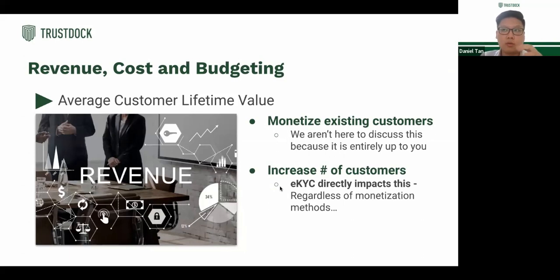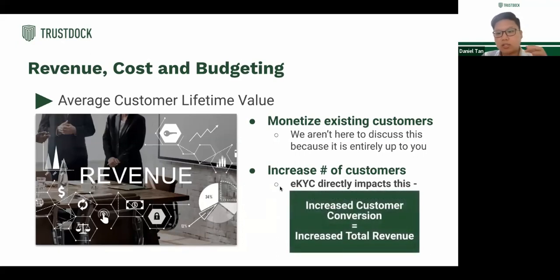Regardless of your monetization methods, you can be very sure that as long as you have an increased customer conversion rate and you convert more customers, it will lead to an increase in your total revenue. Every interested customer you don't convert is basically lost revenue. For example, if a customer gives you just $10 of CLV, of customer lifetime value, but you don't onboard them due to drop off in the application process, that is $10 that was lost. You make that 100 and that is $1,000. So as you can see, that's how it affects your total revenue.